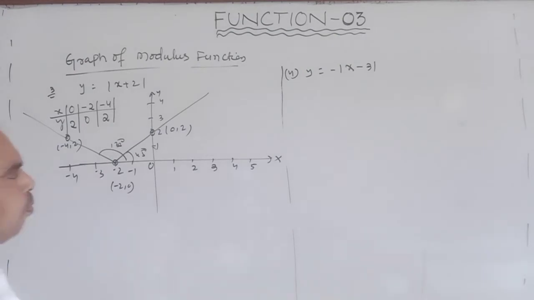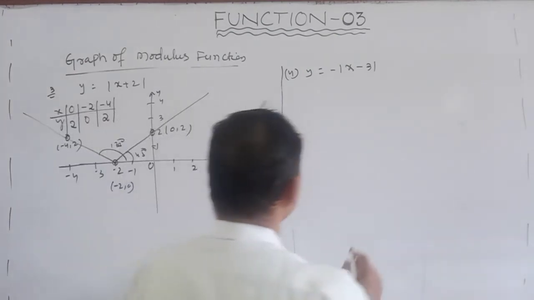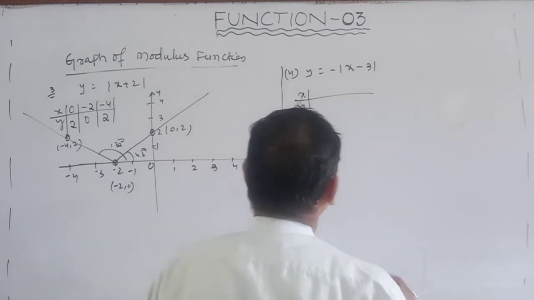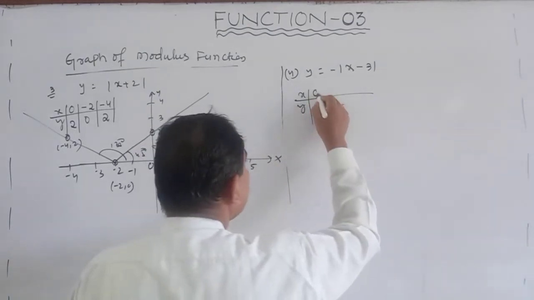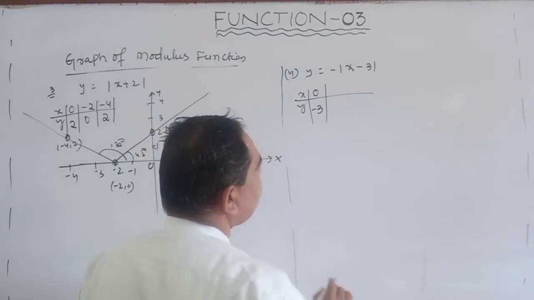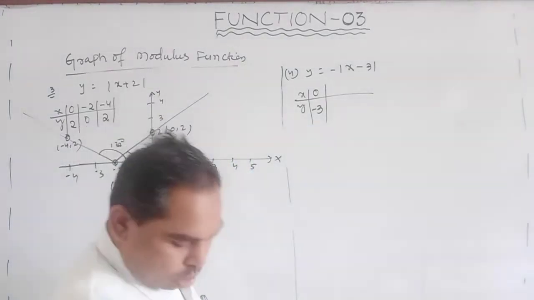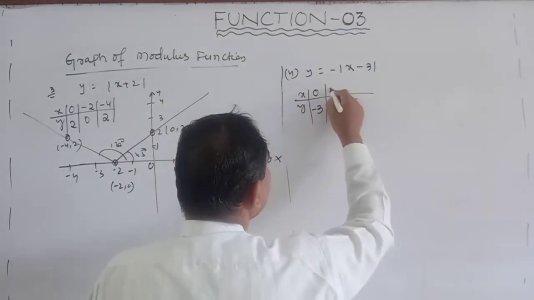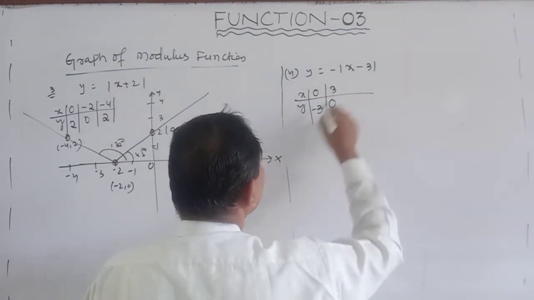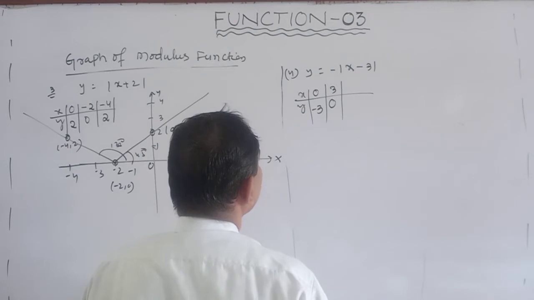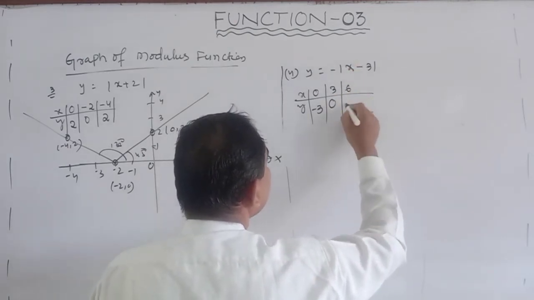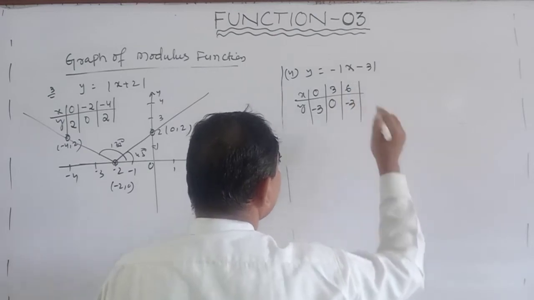Here, this is the same type. Take x is equal to 0, y is equal to minus 3. For what value of x is y 0? Now x is equal to 3, y is equal to 0. Next x is equal to 6, y is equal to minus 3.